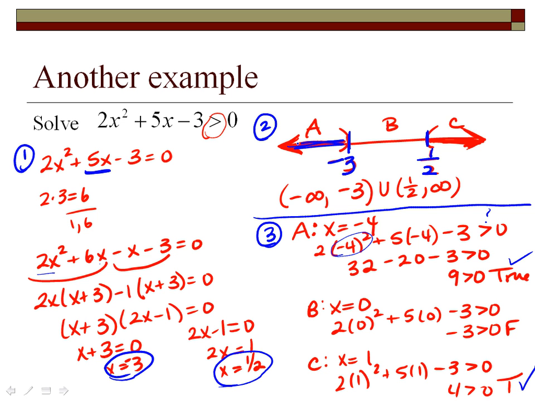So we would go up and shade on the number line the regions that tested true, which is A and C. What about the endpoints? I cannot include them because I'm strictly greater than, so I have to use parentheses. So here's my solution in interval notation. Negative infinity to negative 3, union 1/2 to infinity. Okay.